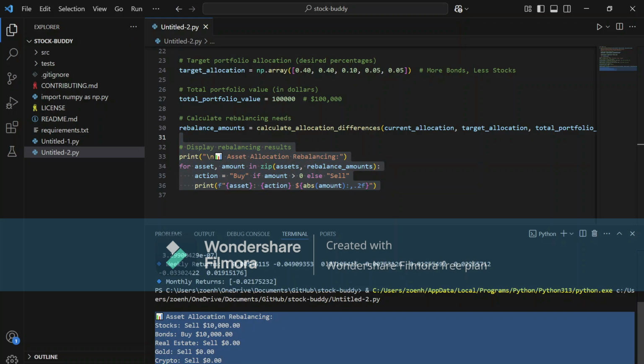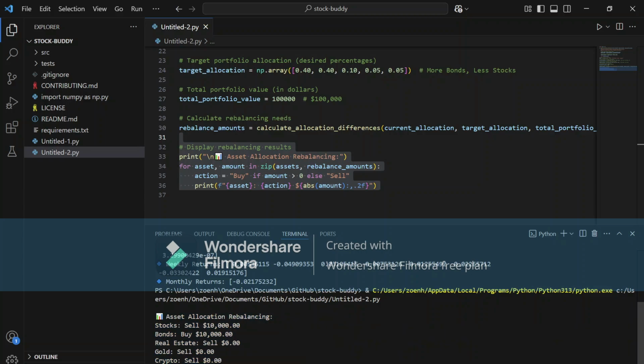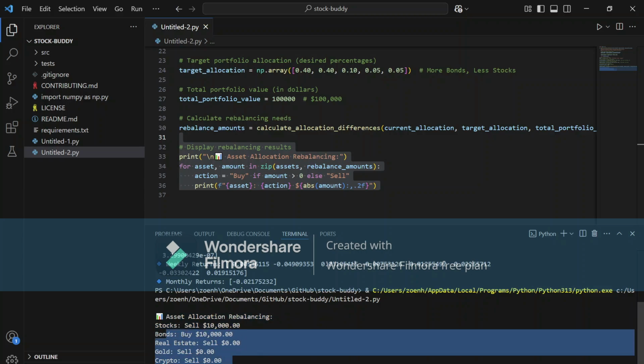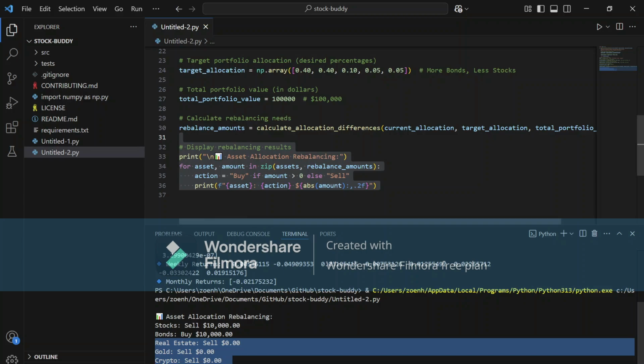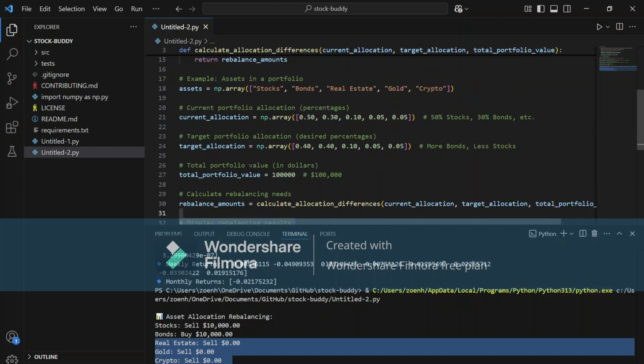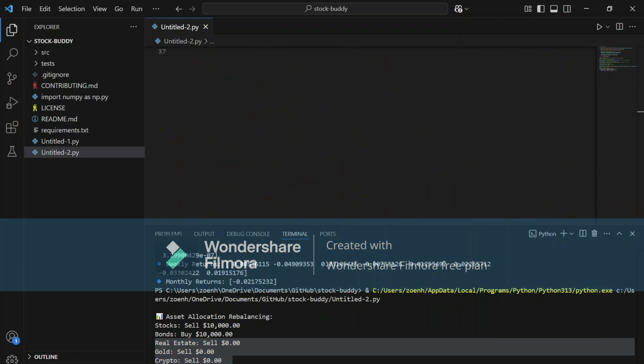So we can see here, it saw that we were over the desired amount by 10,000, so we went to sell. And then we saw in bonds that we wanted to buy because we were under that. And then real estate, gold, and crypto were all the same as we can see up here. And they match, so we didn't need to do anything with them. Yeah, that's the question.